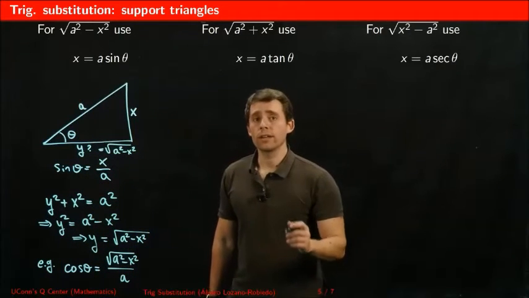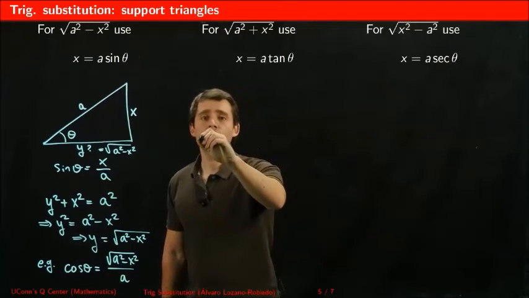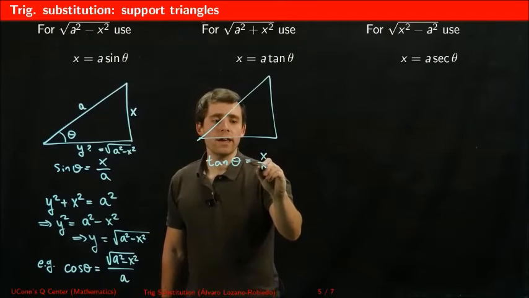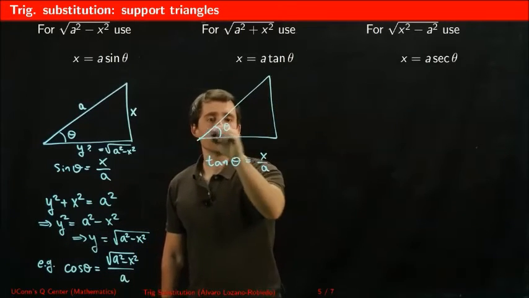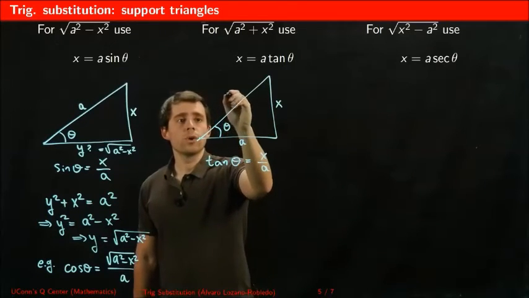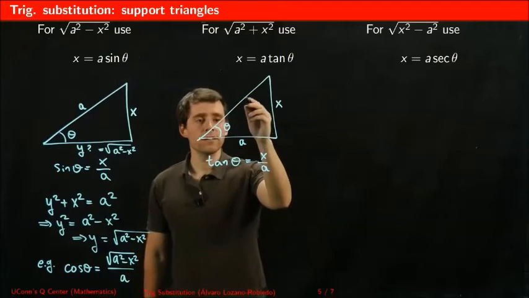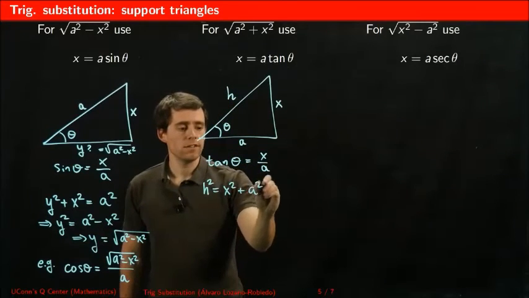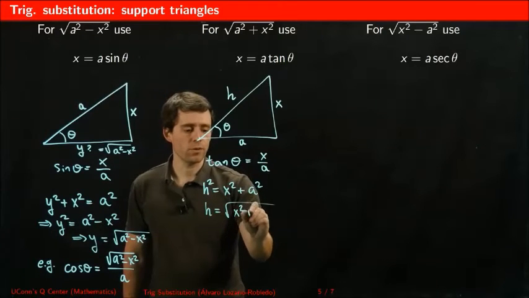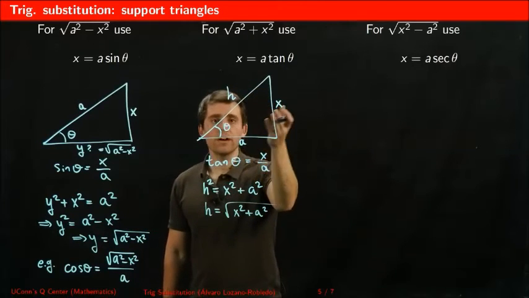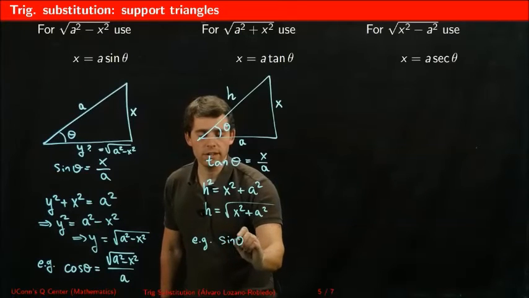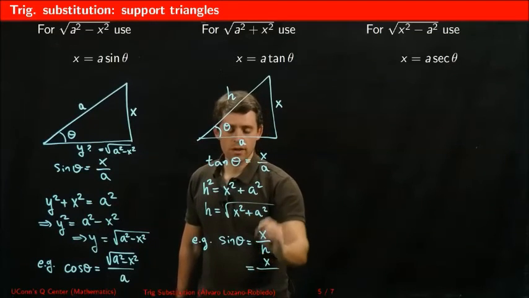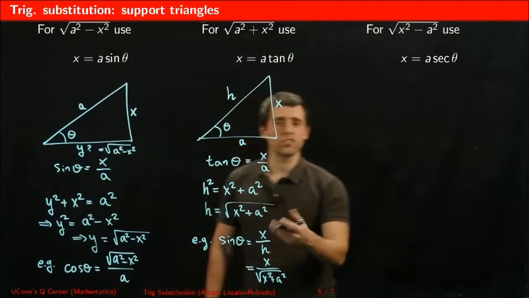Next, we want to write down what is a support triangle for this substitution. So now we want an angle theta such that the tangent of theta is x over a. And that means that if this is theta, the tangent is this divided by that. So this is x over a. So now we want to find out how much is the hypotenuse in this case. And the hypotenuse, again by Pythagoras, h is the square root of x squared plus a squared. And again, you can find now what is the sine of theta, for instance. If that appears in your integral at the end of the day, then you know that sine of theta is x over h, which is x over the square root of x squared plus a squared. And you can use that to substitute your quantities.